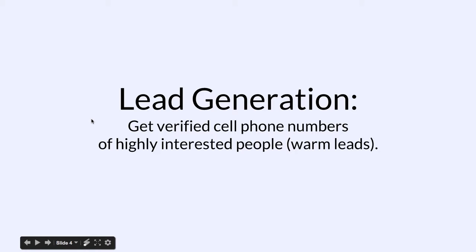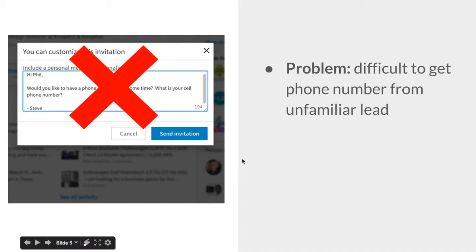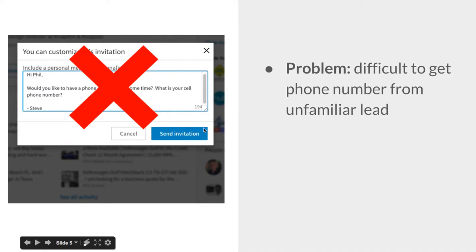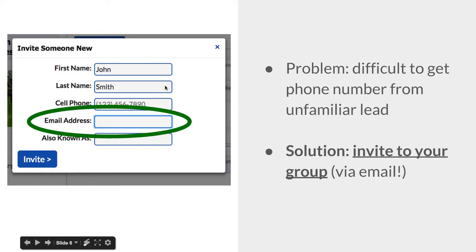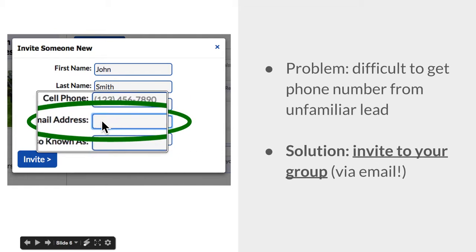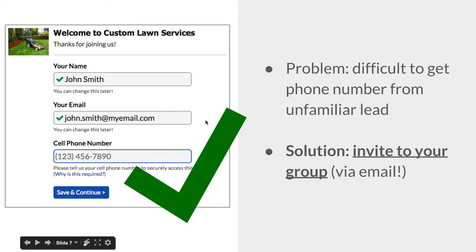So lead generation, the idea of this is you get interested people to join those groups and you want to get their cell phone number. And the problem this solves is it's very difficult to get somebody's cell phone number if you don't know them. If you're just sending them a message, they're going to be a little weirded out. But if you just know their name and get their email, which a lot more people say, yeah, sure, here's my email, you can then invite them to a screen that looks kind of like this.